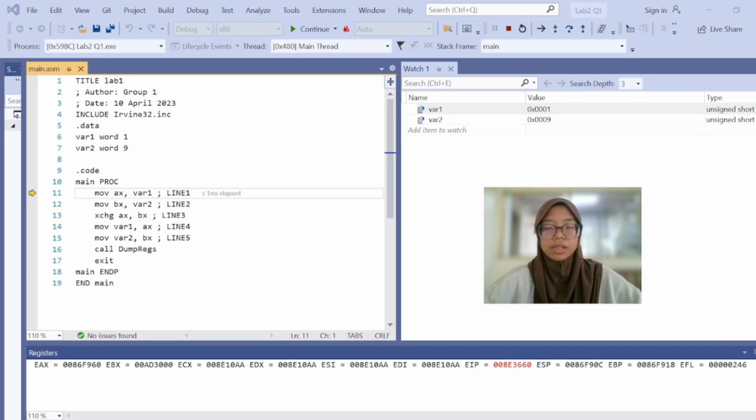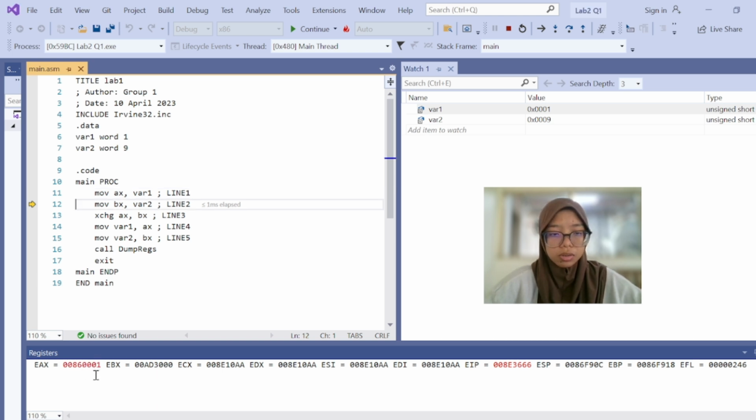Hi everyone, today I will demonstrate lab 2 arithmetic equation and operation, question 1, 3 and 5. So let's start with question 1. For line 1, the value of var 1 is moved into AX. AX only changed at the last four hexadecimal digits because AX is the lower 16-bit part of EAX, which is 0001.